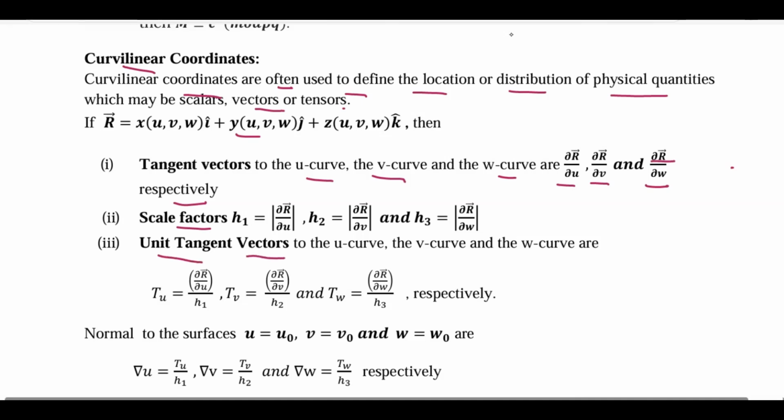Unit tangent vectors to the u curve, v curve, and w curve are Tu equals ∂r/∂u divided by h1, Tv equals ∂r/∂v divided by h2, and Tw equals ∂r/∂w divided by h3 respectively. Normal to the surface: u is u naught, v is v naught, and w is w naught. Del u equals Tu divided by h1, del v equals Tv divided by h2, and del w equals Tw divided by h3 respectively.